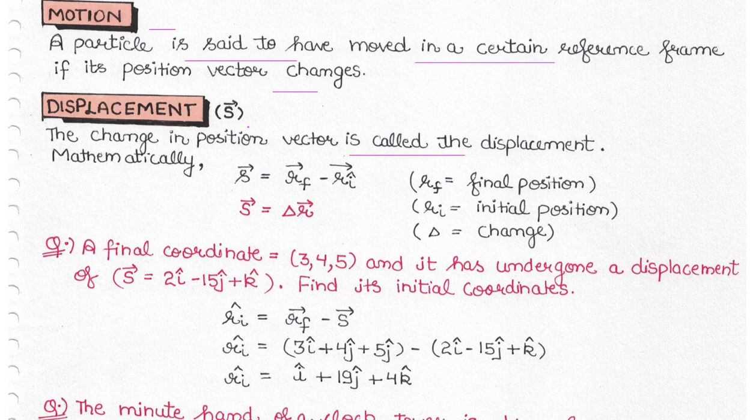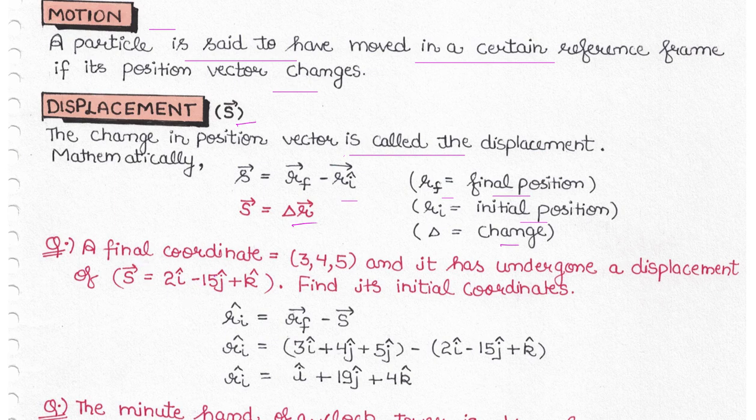It is denoted by S with vector sign. Mathematically, you can write S is equal to RF minus RI, or S is equal to delta R, where RF is final position and RI is initial position, and delta for change.